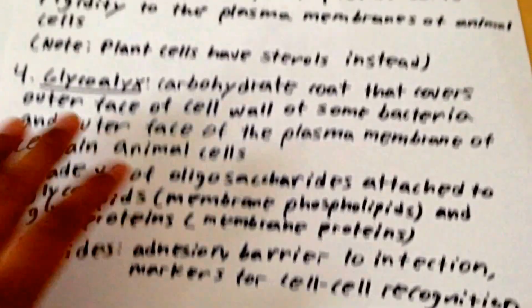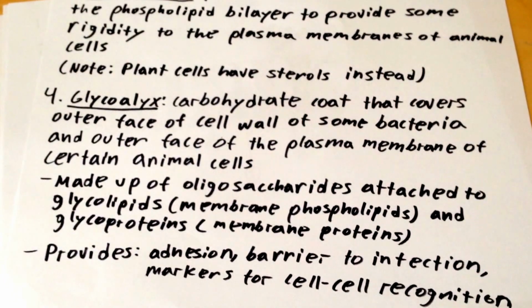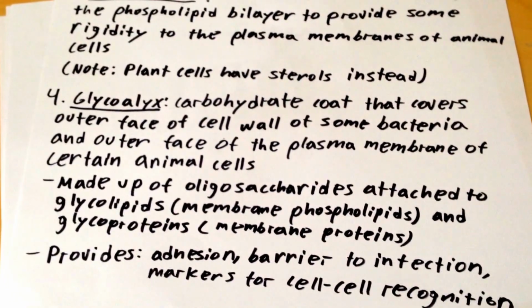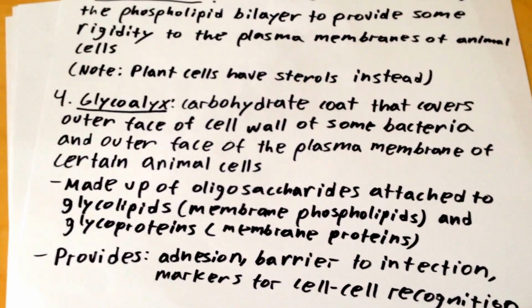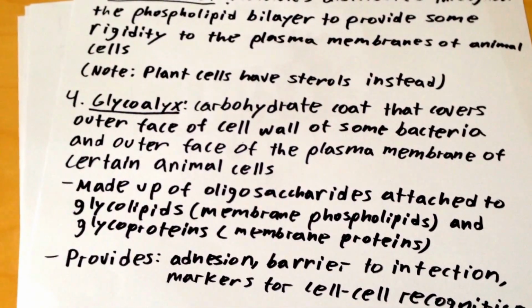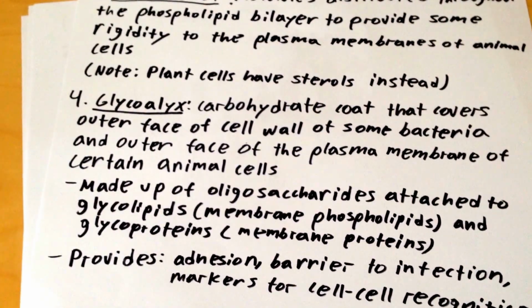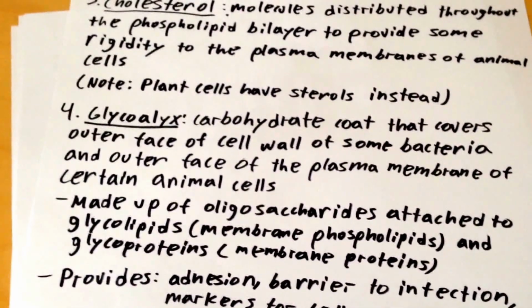The last two components that I'd like to discuss of the plasma membrane are first, cholesterol. These are molecules that are distributed throughout the phospholipid bilayer, and they provide some rigidity to the plasma membrane of animal cells. However, in plant cells, they have sterols instead. So not cholesterols, but sterols in plant cells.